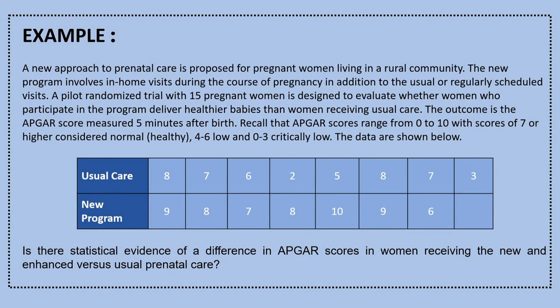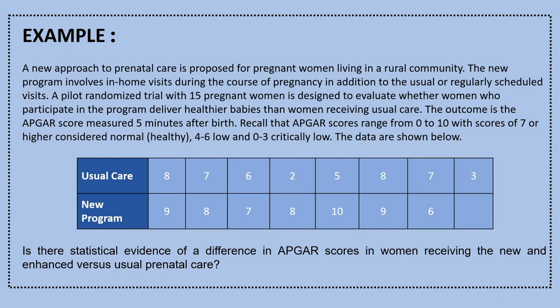The question is: a new approach to prenatal care is proposed for pregnant women living in a rural community. The new program involves in-home visits during the course of pregnancy in addition to the usual or regularly scheduled visits. A pilot randomized trial with 15 pregnant women is designed to evaluate whether women who participate in the program deliver healthier babies than women receiving usual care. The outcome is the APGAR score measured 5 minutes after birth. The data are shown below.